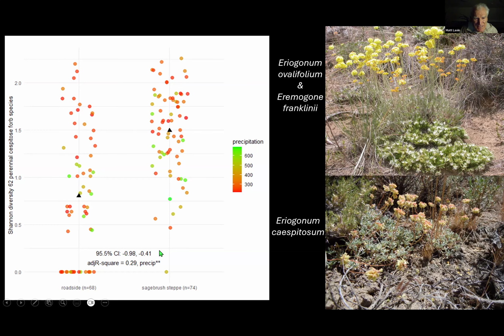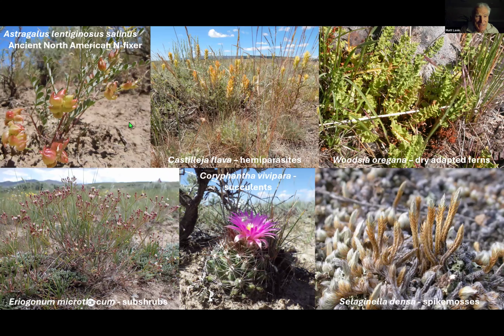And there tends to be only a modest contribution of precipitation. For example, it appears that in the roadside transects, the perennial cespitose forbs tend to be more diverse in drier, generally lower elevation sites. And so I could go on and on with those graphs, but I'll spare you the details. I'll just point out these other plant functional groups that I've already alluded to.